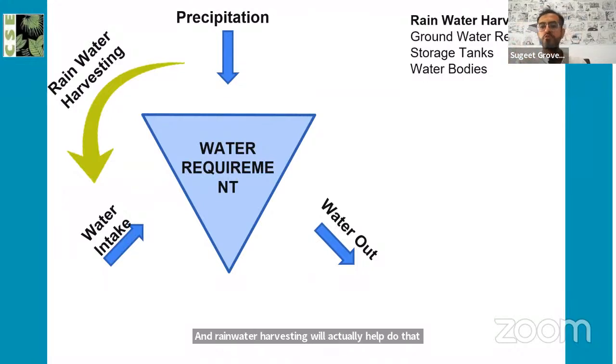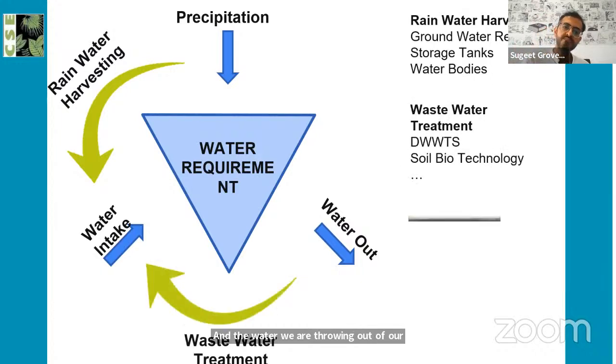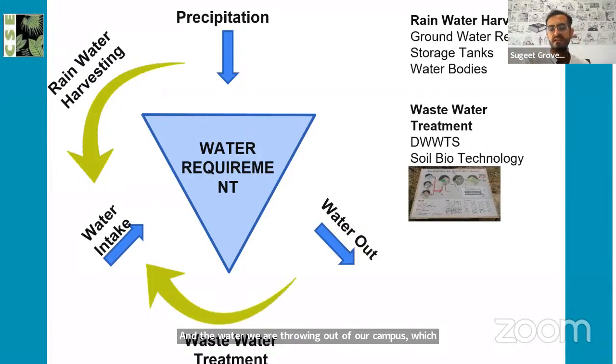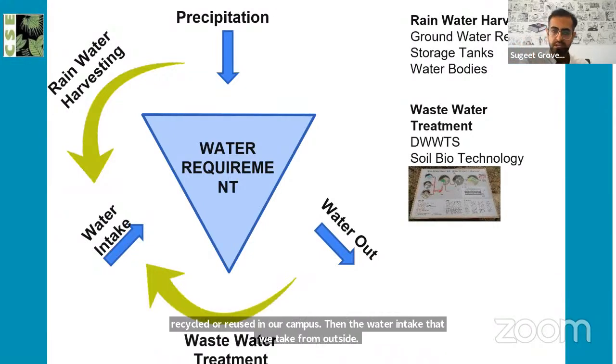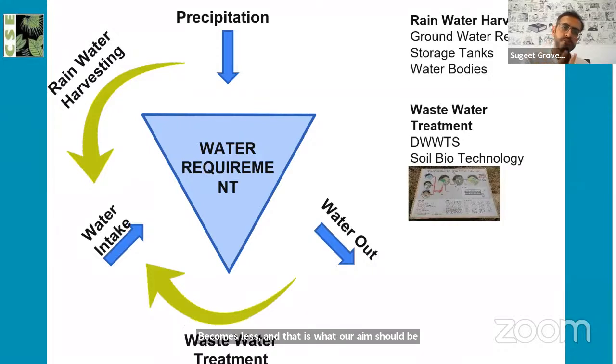And the water we are throwing out of our campus, which becomes wastewater, if that can be recycled or reused inside our campus, then the water intake that we take from outside becomes lesser. And that is what our aim should be. So both rainwater harvesting and wastewater treatment actually help us out in this case. And the water out has to be reduced.